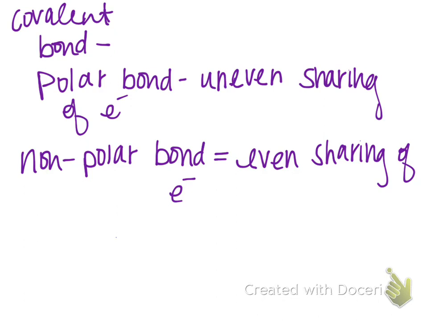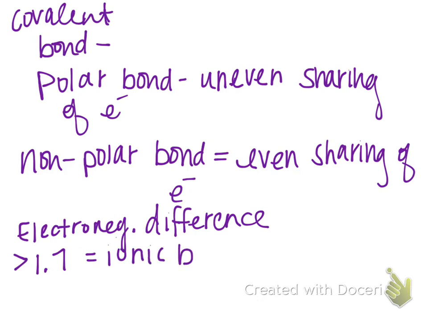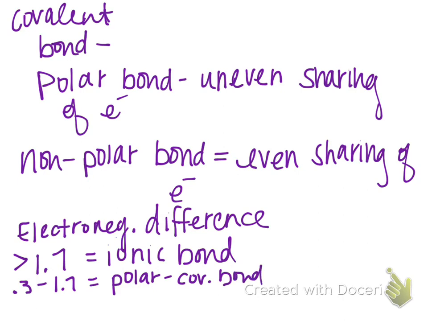All right, let's see here. I'm going to give you some numerical ways to tell, is it ionic, is it covalent, or is it polar covalent. Okay, so if we have an electronegativity difference between 1.7 or greater, greater than 1.7 would mean it's an ionic bond. If you have an electronegativity difference between 0.3 and 1.7, it's a polar covalent bond. And if you have the difference between 0 and 0.3, that means it's non-polar.